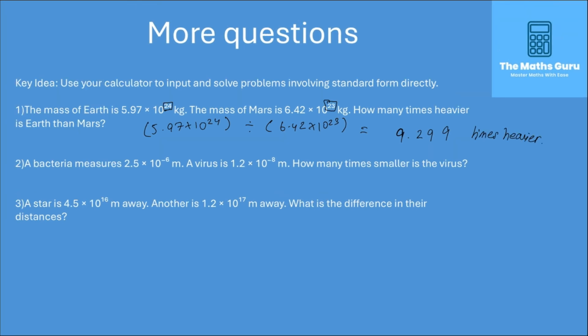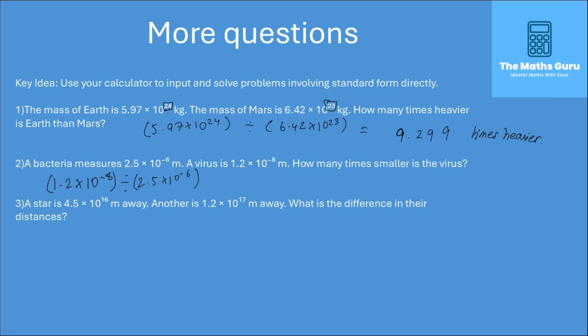So a bacteria measures 2.5 times 10 to the negative 6 meters. A virus is 1.2 times 10 to the negative 8 meters. How many times smaller is the virus? Okay, this is also testing our question reading ability. So it says how many times smaller is the virus? So we're not measuring in terms of bacteria, or we're not measuring in terms of which one's the biggest. The subject of the question is the virus. So we're going to go how many times smaller?